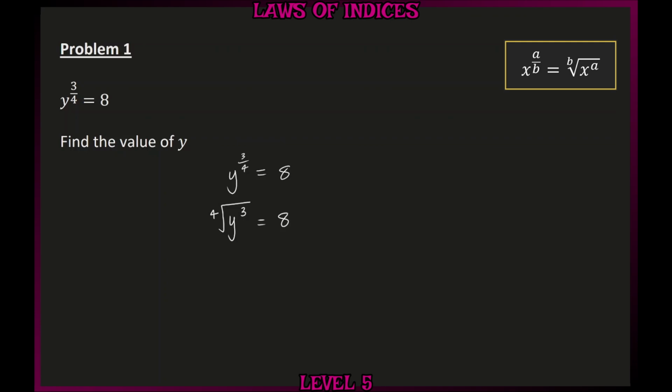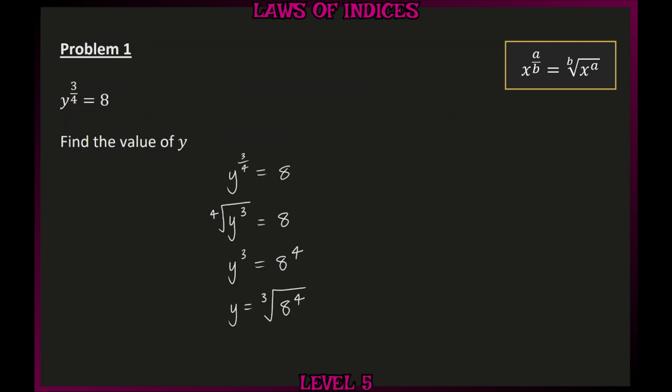Now, to remove the 4th root from the left-hand side of the equation, we can raise both sides of the equation to a power of 4. And what this does is it leaves us with y cubed is equal to 8 to the power of 4. To now remove the cubed on the left-hand side of the equation, we can take the cube root of both sides. And this gives us y is equal to the cube root of 8 to the power of 4.